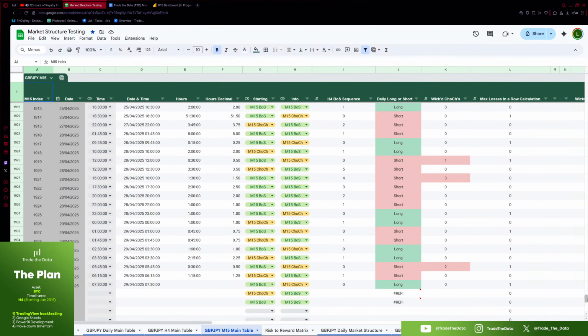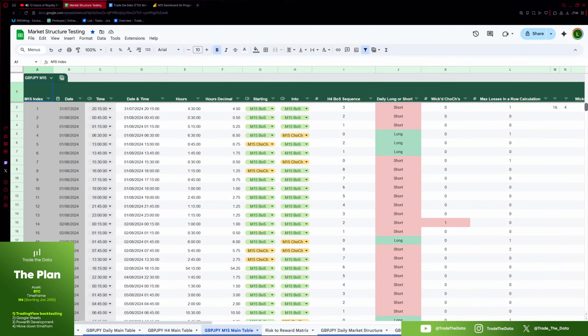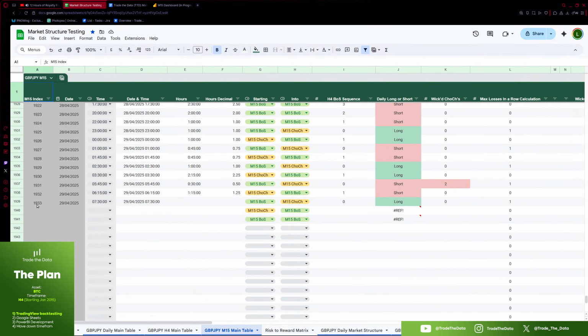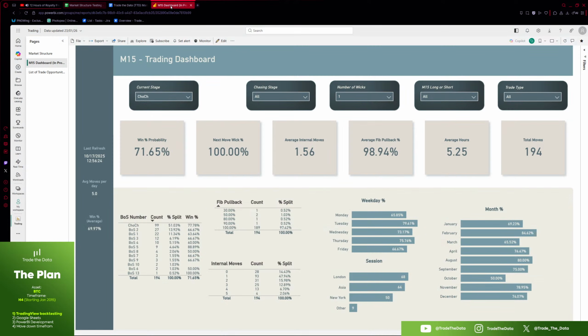As you can see, April this year is when I finished this one on the M15. Yeah, this is the M15. So we've got a vast set of data here, just shy of 2,000 records, which enabled me to create this.